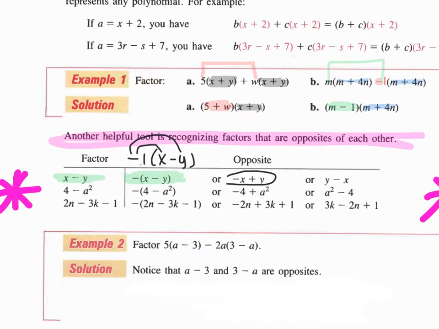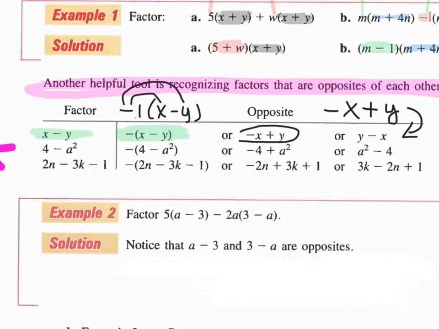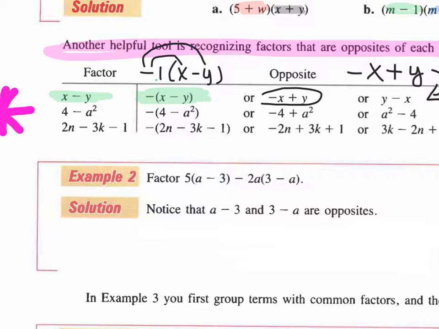Now you could also rewrite it, and if you'd rather, instead of putting the -x out front plus y, you could rearrange it and put the y first minus x, either way. So be able to recognize opposites, especially when we're doing this factor by grouping. So for example, look at example 2. Notice in the parentheses here, a minus 3 and 3 minus a look very similar.